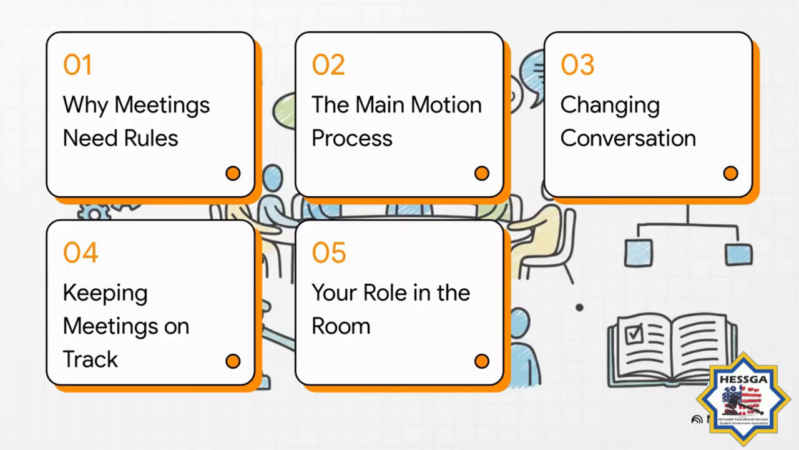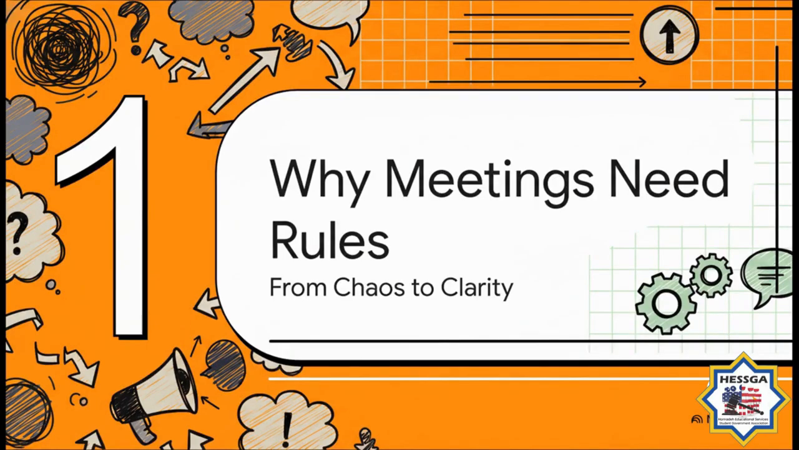Here's the game plan. We're going to start with the why these rules even exist in the first place. Then we'll dive into the core mechanics, how to introduce an idea, how to shape the conversation, and of course, how to keep your meetings from going off the rails. And finally, we'll wrap it all up by showing how this all connects directly to your role in student government. All right, let's jump right into Section 1. Why on earth do meetings need rules?